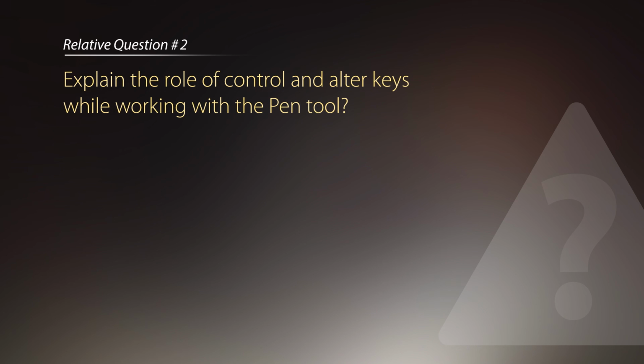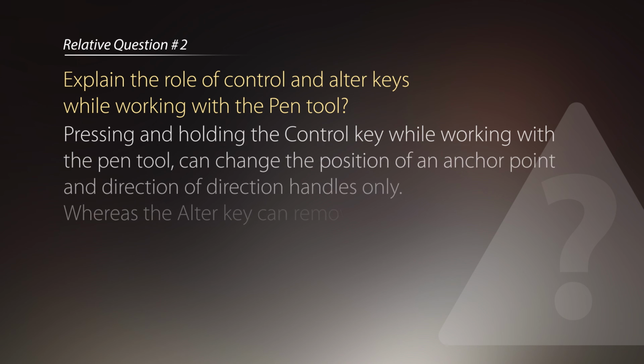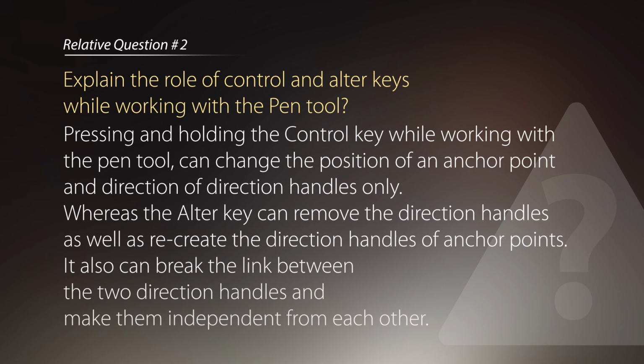The second question is, explain the role of Control and Alt keys while working with the pen tool. So pressing and holding the Control key while working with the pen tool can change the position of an anchor point and direction of direction handles only, whereas the Alt key can remove the direction handles as well as recreate the direction handles of anchor points. It can also break the link between the two direction handles and make them independent from each other.